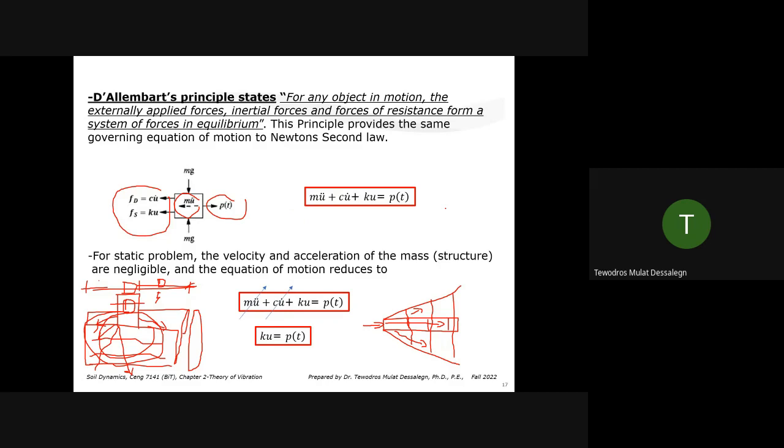For a static problem, now this is general for dynamic, but for a static problem, we usually assume acceleration and velocity are negligibly small, even if nothing is really at rest, but the relative acceleration and relative velocity are negligibly small, so we can assume this to be zero. So for a static case, what you have is actually the stiffness times the displacement, which is a stiffness force, equal to the externally applied force.